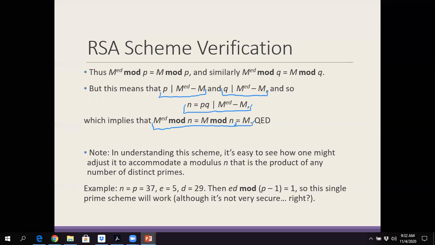But it's not as secure if you have a number that's a product of a whole bunch of different primes, because people could stumble upon one of them more easily. Okay?